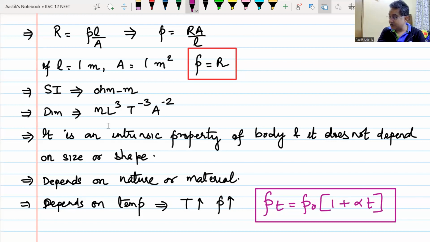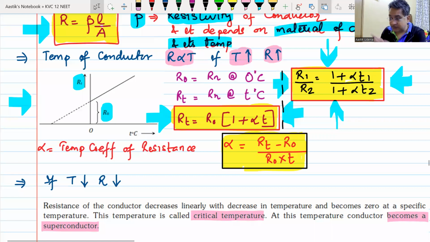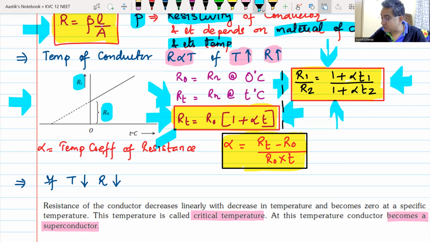Do we understand what I am saying here? Yes, sir. The formula that you see in the blue and yellow box is not actually the formula of resistance. It is the formula of resistivity from where this formula of resistance is derived. Do we understand this? Yes, sir. Everyone understands this.